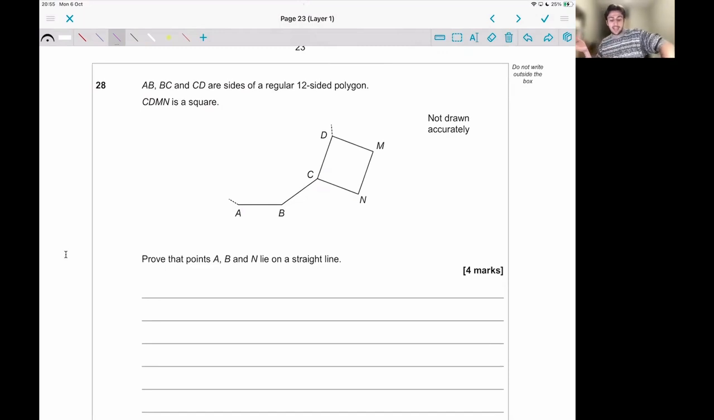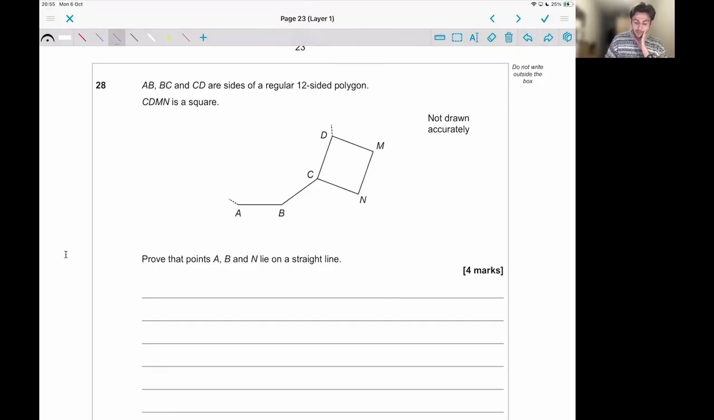We're asked to prove that A, B, and N lie on a straight line. So we would love it if that straight line could continue and hit N. This isn't drawn accurately, so we don't know. Well, yeah, we don't know whether they do or not yet. We need to find that out. We need to prove that they do.